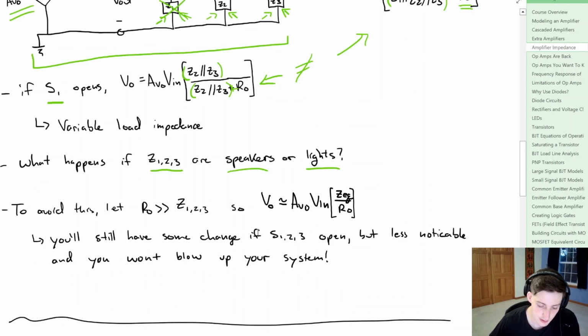So to avoid this, let's say that the output impedance, RO, is going to be much, much greater than Z1, 2, and 3. So what that really tells us is we can make an approximation. Now, if RO is very, very high, that output voltage can be pretty low, and that might not be optimal. But in the case that it is okay, you don't have that much change depending on the combination of S1, S2, or S3 being open or closed. You still have some, but it's going to be less noticeable and you won't blow up your system.